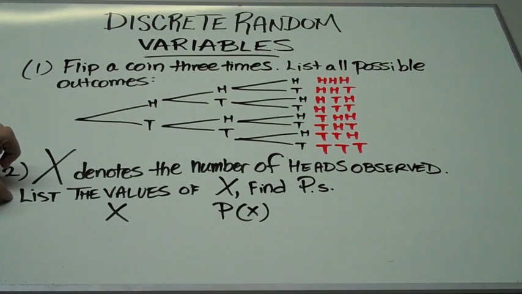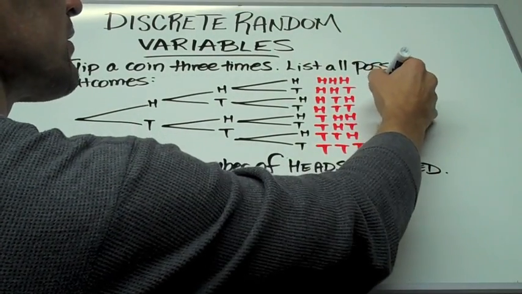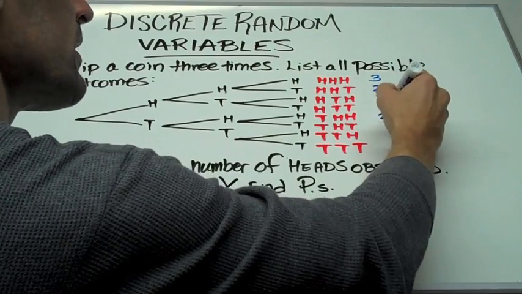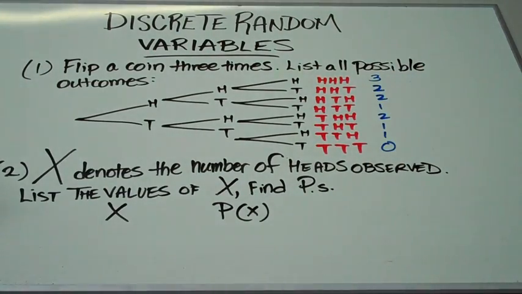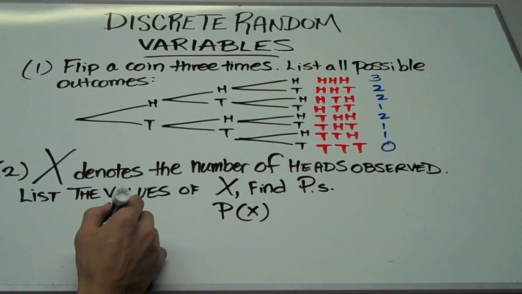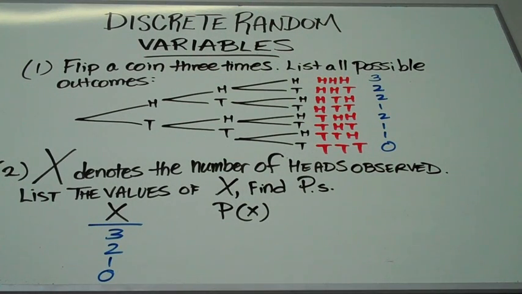List all the values of X and find the probabilities associated with them. Well, I have 3 heads here, 2 here, 2 here, 1 here, 2 here, 1 here, 1 here, and 0 here. So what are the possibilities for my discrete random variable X? 3, 2, 1, and 0.